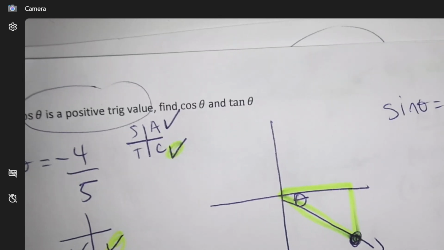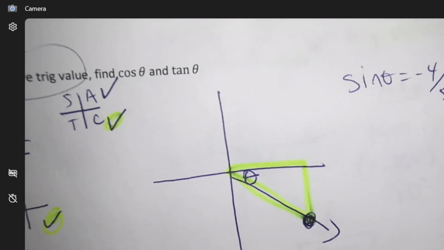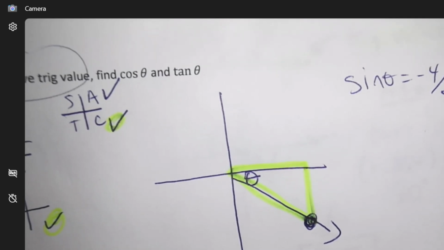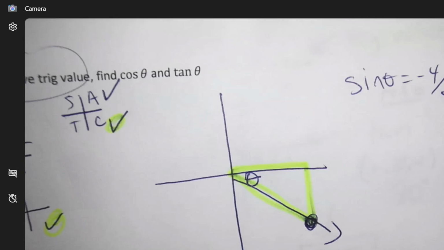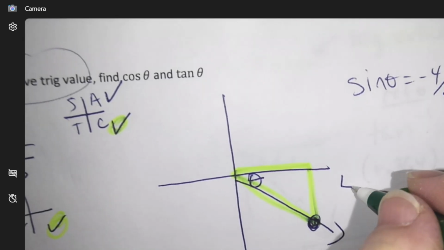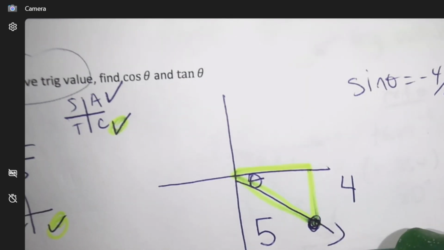Okay, sine was given to me. So one of these sides of the triangle is 4, and one of them is a 5. How do I know? So I'm either doing SOH, or I'm doing Y over R. Can you figure out which side is a 4 length and which side is a 5 length? So the Y, the vertical, is 4, and the R, the diagonal, is 5.